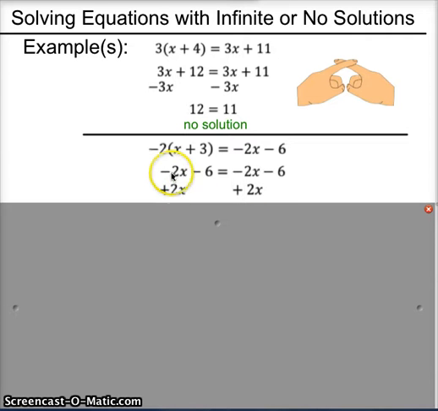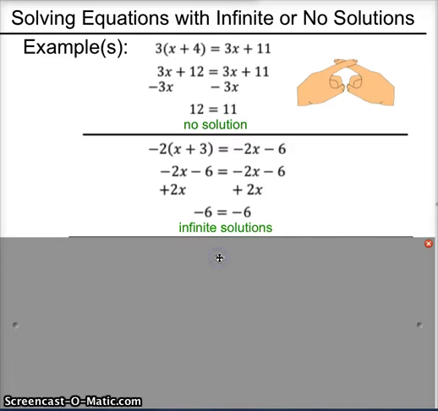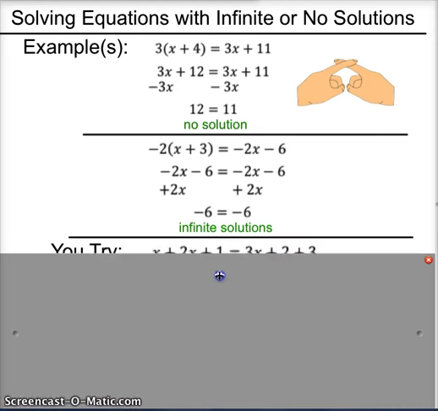Because, and you can see it when you solve, if you add 2x on both sides, you end up with negative 6 equals negative 6. And in this case, you would say infinite solutions, because every number in the world, no matter what you plug in for x, you will get a balanced equation. Why don't you try one on your own now?